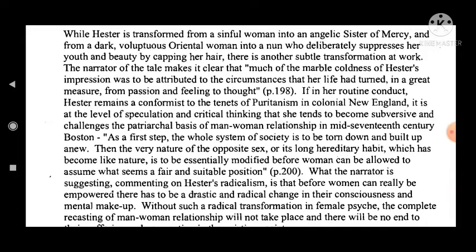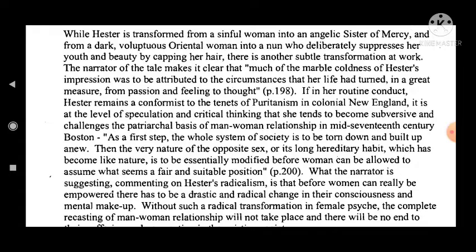The narrator of the tale makes it clear that much of the marble coldness of Hester's impression was to be attributed to the circumstances that her life had turned in a great measure from passion and feeling to thought. In her routine conduct, Hester remains a conformist to the tenets of Puritanism in colonial New England.